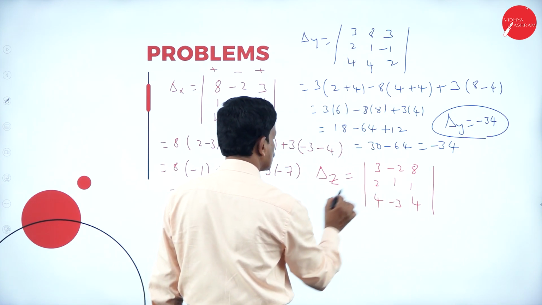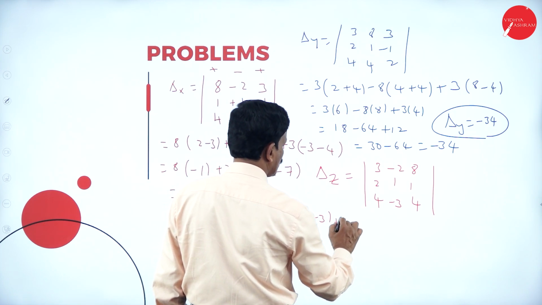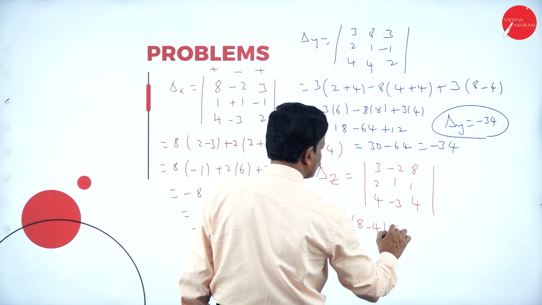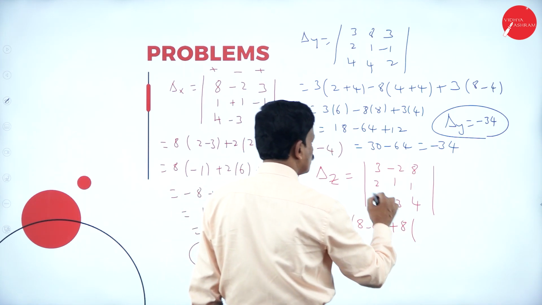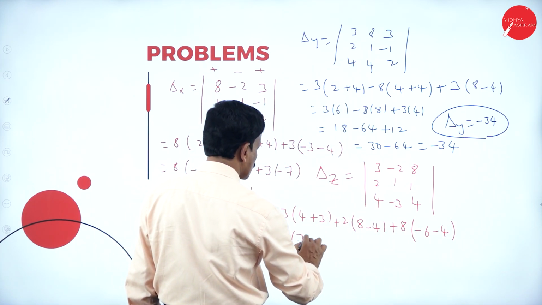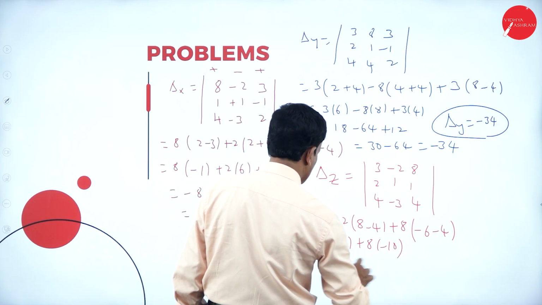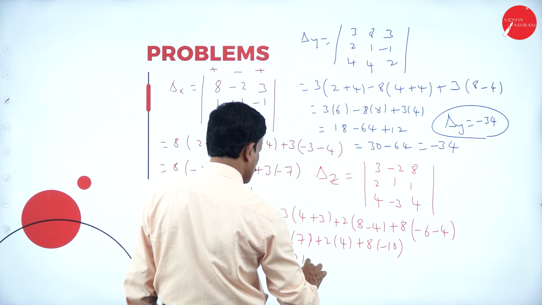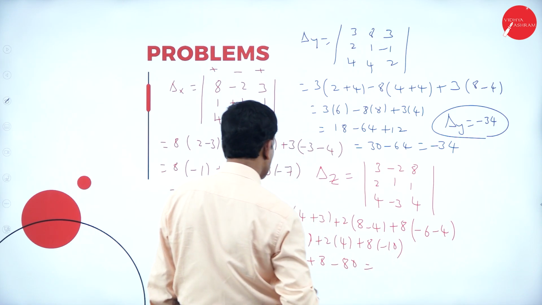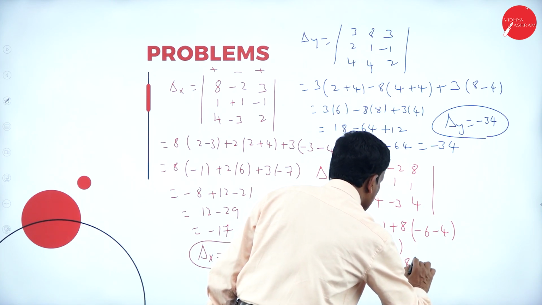Simplify this. This is equal to 3 into (1 4s are 4, minus into minus plus 3), minus into minus plus 2 into (this row and column is deleted, 2 4s are 8 minus 4), plus 8 into (this row and column is deleted, 2 3s are 6 minus 4). This is equal to 3 into 7 plus 2 into 4 plus 8 into minus 10. So, 7 3s are 21, plus 2 4s are 8, minus 80. So, this is equal to 21 plus 8 is 29 minus 80.